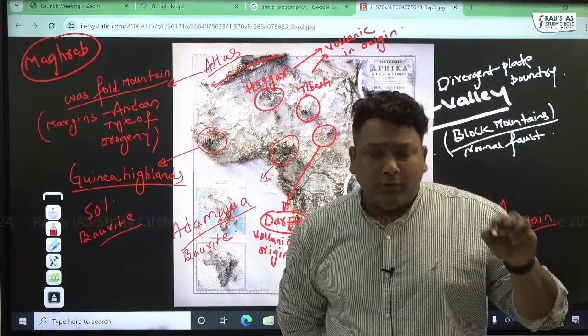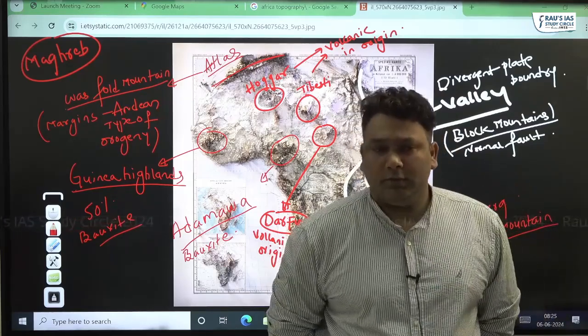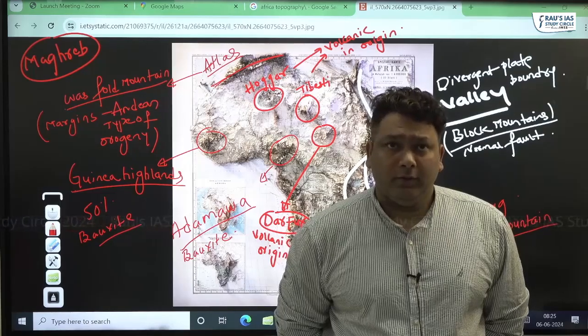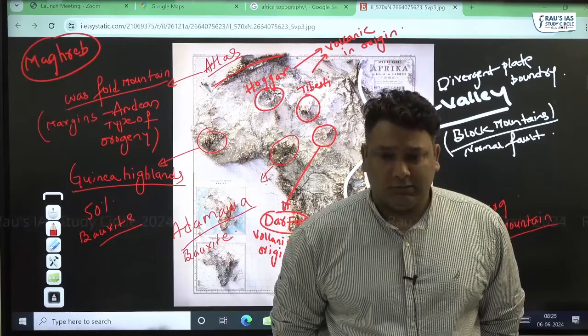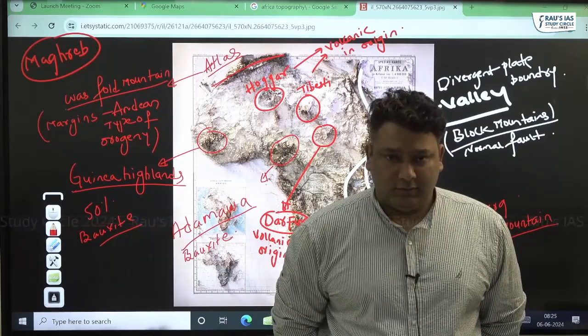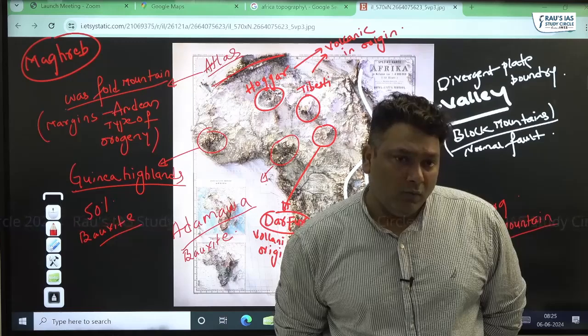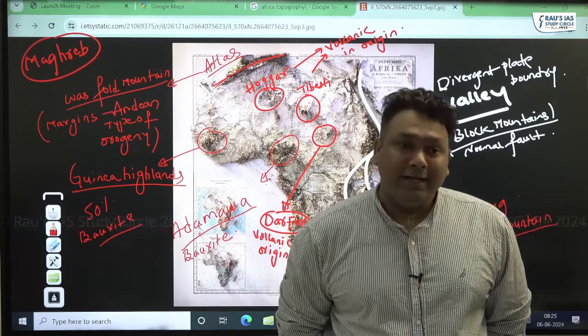It is 2,400 kilometers long. Now, denuding. Denuding means it is being eroded.